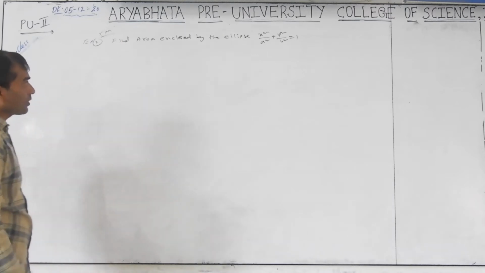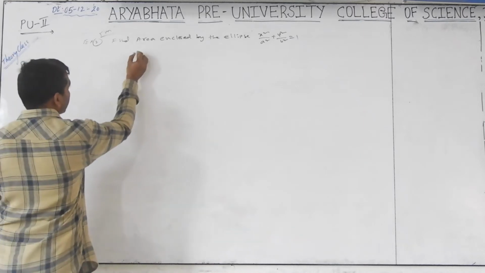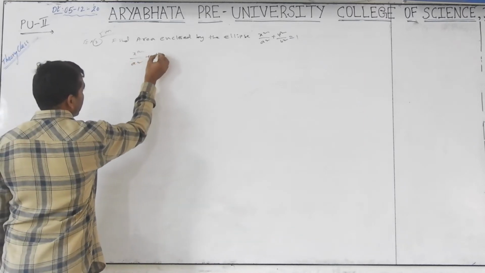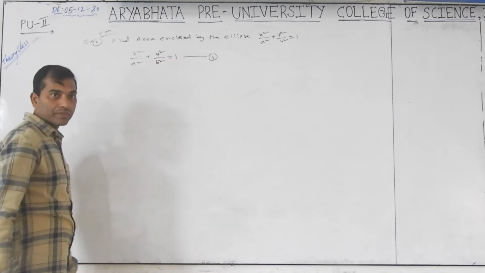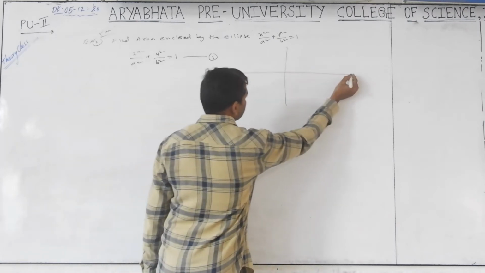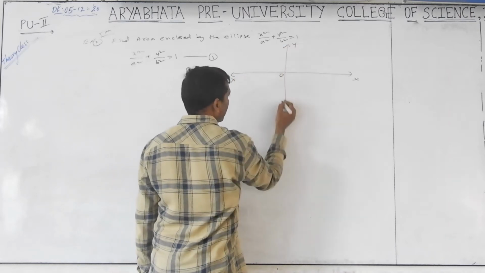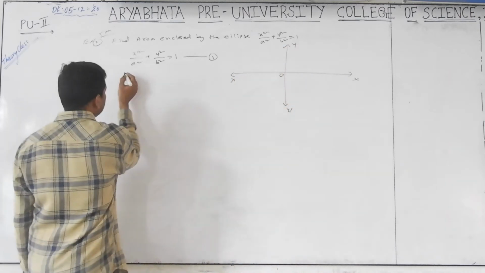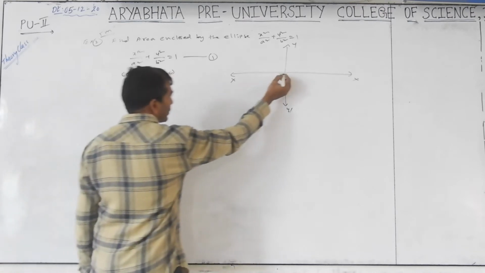Find the area enclosed by the ellipse x square by a square plus y square by b square equal to 1. This is the ellipse. You know the ellipse. What is the center of this ellipse? The center of the ellipse is 0, 0.